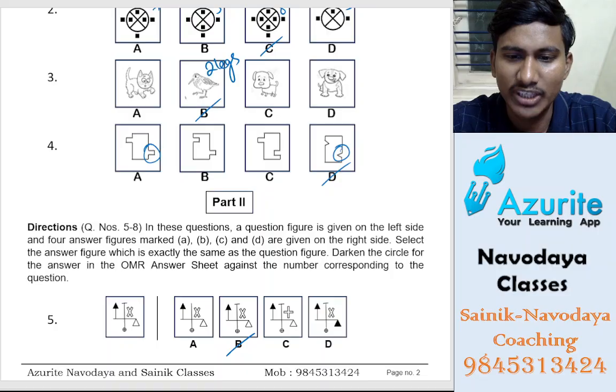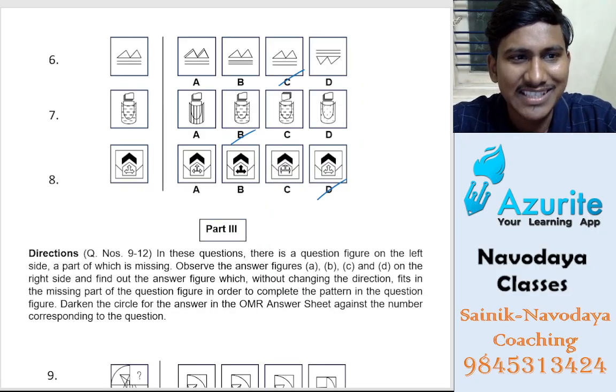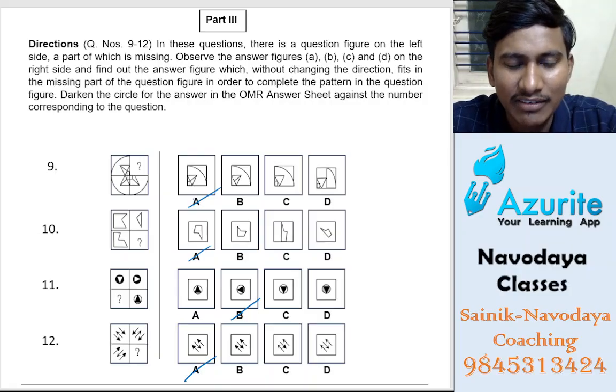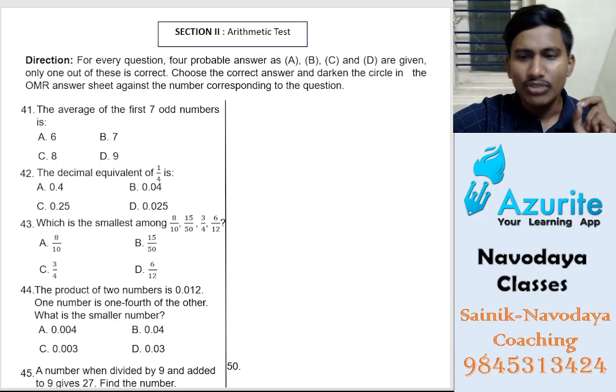It is the same figure. Okay. So the sixth answer is C. That is the same. Seventh is B, and eighth is D. So here 9th is A, 10th is A, 11th is B, and 12th is A. Okay. Yes. Students, we will solve maths first.